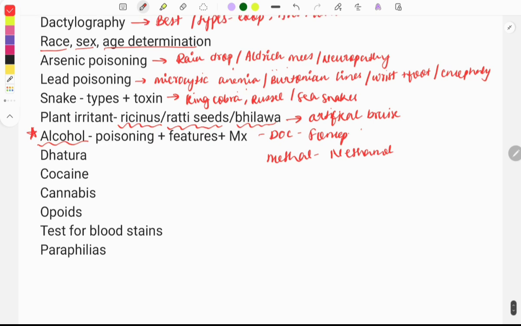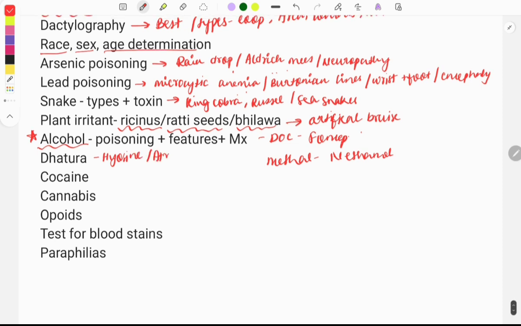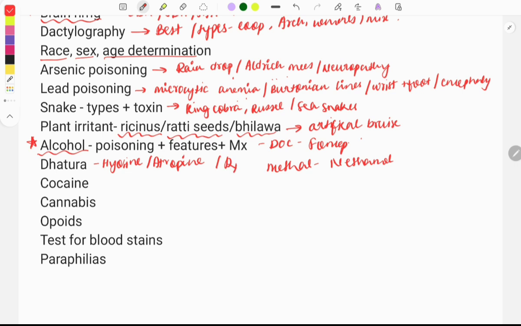Let's see certain drug poisoning, like the dhatura. The active agent is hyoscine or atropine, so it will cause anticholinergic features. And for the treatment, we will use physostigmine. So there will be a clinical case describing all these features, like the cholinergic features, the anticholinergic features, the miosis, mydriasis, the secretions being increased or decreased. You need to look for these features and find out the exact cause for the toxicity.